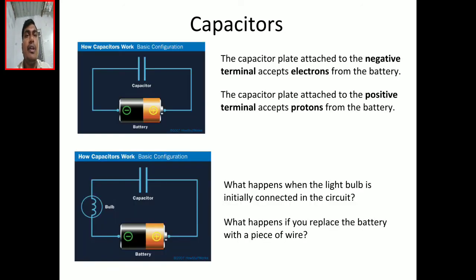Now I am showing how the capacitor works. When we charge the capacitor with the help of a battery and then connect a bulb, when we remove the battery, the capacitor starts supplying the bulb, and it will glow.